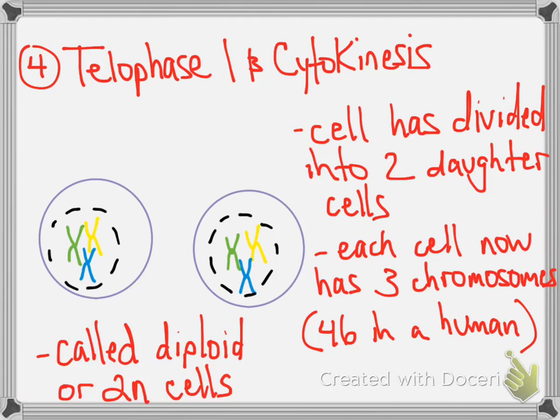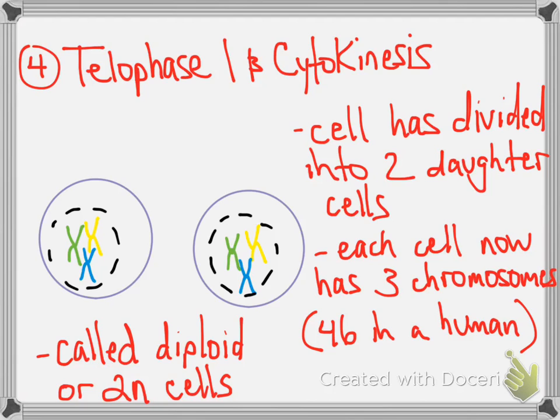So in our example we have 1 green, 1 yellow, 1 blue, and we see that our nuclear membrane has reappeared, and these cells are called diploid, or 2N cells. And remember that the variable n represents a number, and in this case it would be the number of chromosomes. So in a human it would be 23, so 23 times 2 would be 46. And this would be a normal series of mitosis, and it would stop, and the cell would then go back into interphase and do its thing. But with reproductive cells, they go through the whole process one more time.